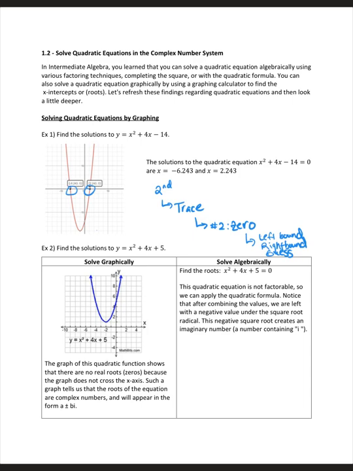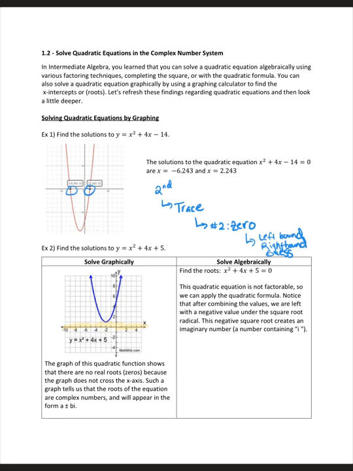Using the same steps as we did in example 1, I typed my equation in my calculator and I hit graph. But this time you notice that the parabola, the graph of this quadratic, does not hit the x-axis. You'll notice here, no values of my graph hit this x-axis. What that means is that there's no real solutions to this graph. The graph tells us that the roots of the equation are indeed complex numbers, and they will appear in this form a plus or minus bi, which we discussed before.